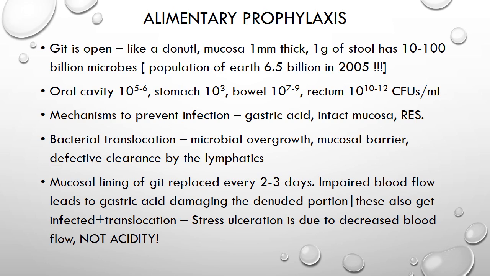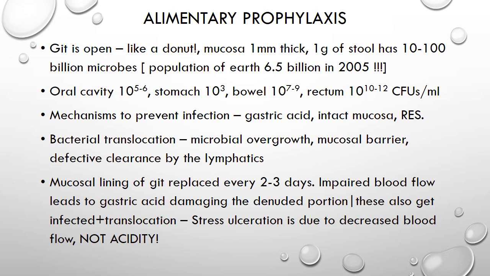But in the likely event of there being a microbial overgrowth, loss of a mucosal barrier, which can occur when there is reduced or impaired blood flow, there is a defective clearance of these organisms by the lymphatics. Thus the bacteria move from the mucosa to the submucosa, and they also go outside to the serosa, and this is what causes bacterial translocation. Once the bacteria are in the lymphatics, all hell breaks loose.